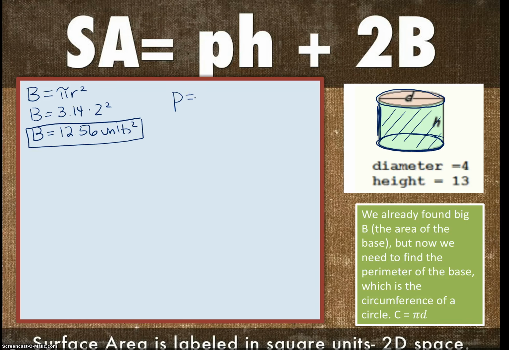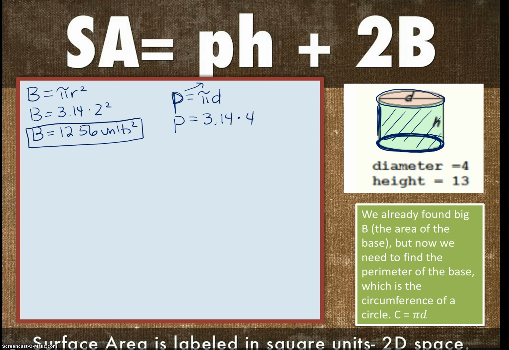The perimeter. So now I have to think of my base shape. My base is a circle, and to find the perimeter of a circle, I have to use circumference. And circumference is pi times d. If this gets you messed up, you could also use a C. I like using the P because then when I substitute, I know exactly where it goes. So my perimeter of my base is going to be 3.14 times my diameter of 4.